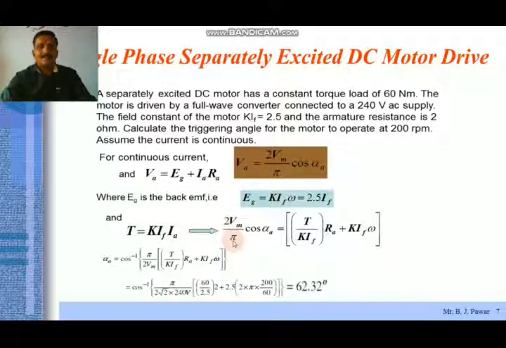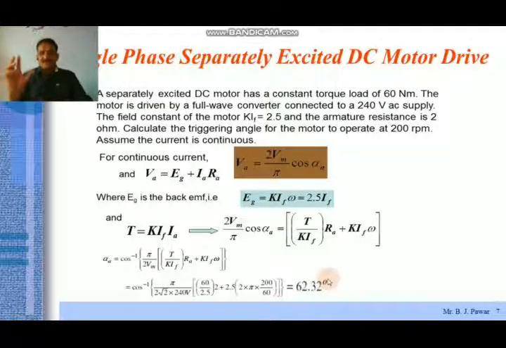Therefore twice Vm by pi into cos of alpha A equals VA, and we can easily write that as T by K into IF into RA plus K into IF into omega. Hence by solving this equation, at the end you will observe that the firing angle is 62.32 degrees.